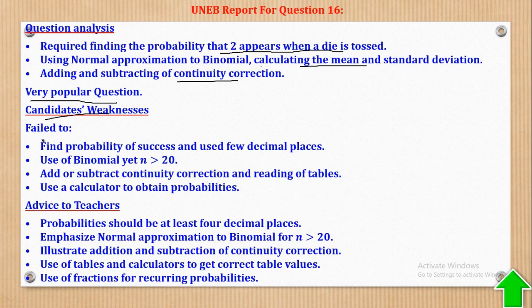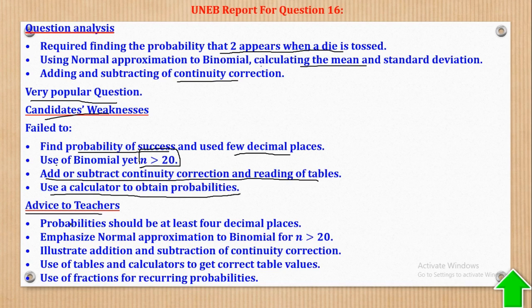So the weakness is that candidates failed to find the probability of success and used few decimal places. Remember that 1 over 3 is 0.33 recurring, so what students did, they would use 0.3 or 0.33, which is not okay. Then they used binomial, yet n was greater than 20. So whenever n is greater than 20, it has to be approximated. Then adding or subtracting continuity correction and reading of table values was a challenge to many candidates. And also using a calculator to obtain probabilities was also a challenge.